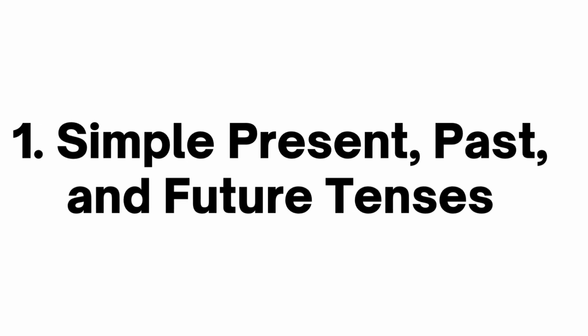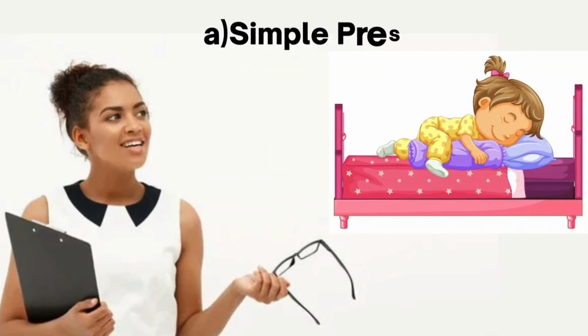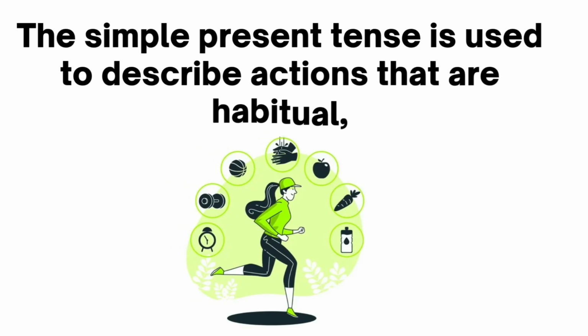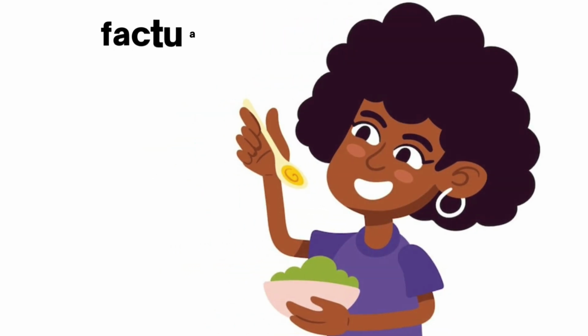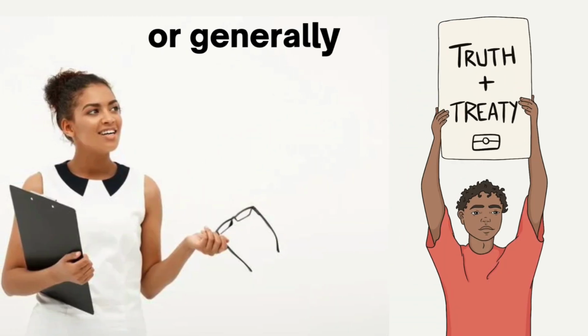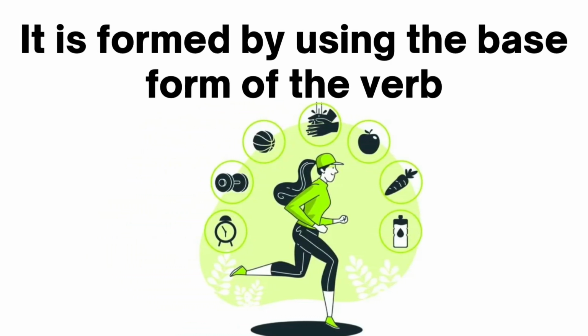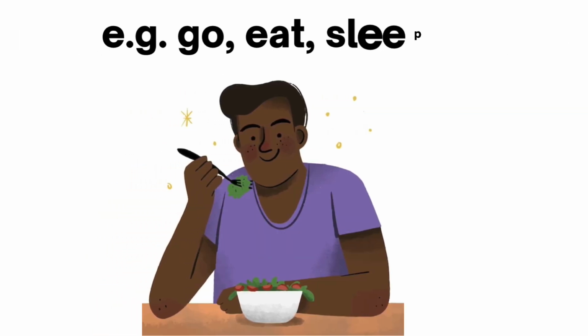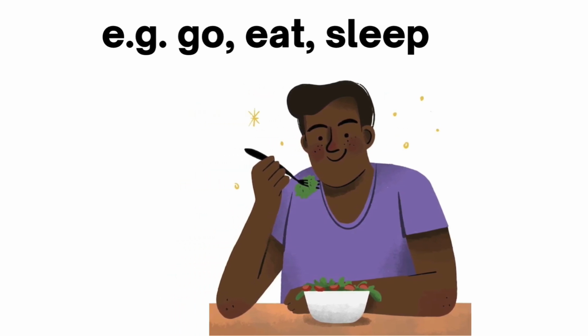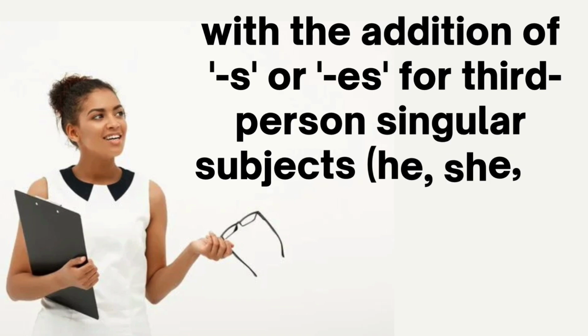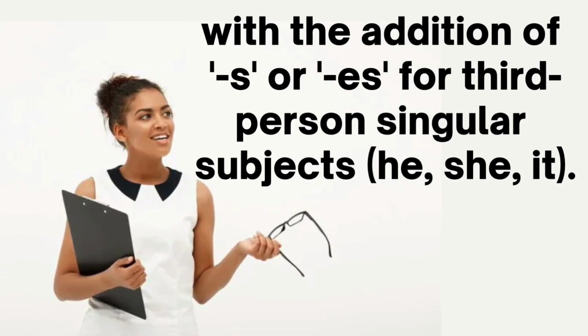1. Simple present, past, and future tenses. Simple present tense. The simple present tense is used to describe actions that are habitual, factual, or generally true. It is formed by using the base form of the verb, for example, go, eat, sleep, with the addition of s or es for third-person singular subjects: he, she, it.